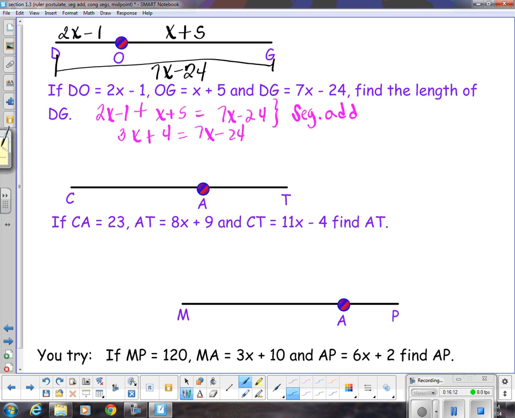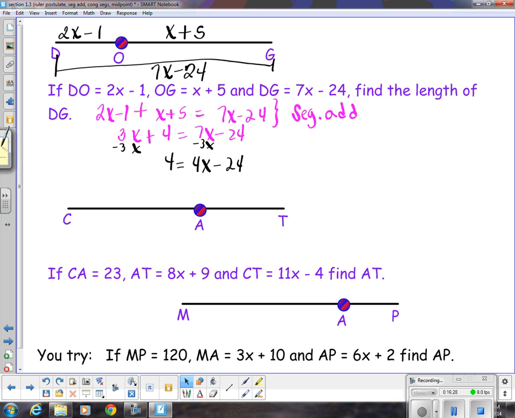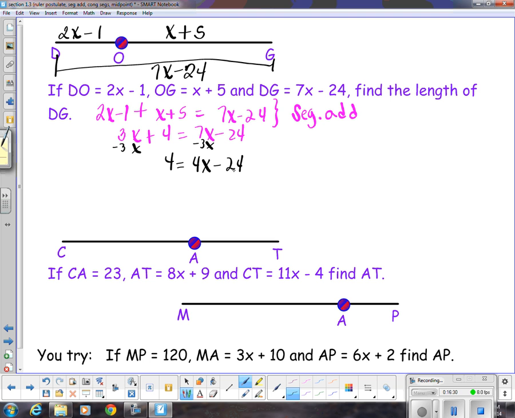All right, from here I am going to subtract 3x. Now I'm not going to ask you to justify anymore on this part, but this setting up I will. So 4 is equal to 4x minus 24. All right, from here I am going to add 24 to both sides. So I'll end up with 4x equals 28. And then our last step is to disconnect this as division, and we're going to get x is equal to 7.